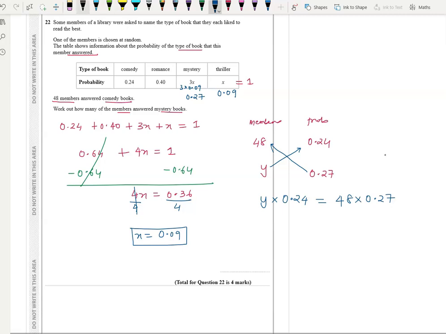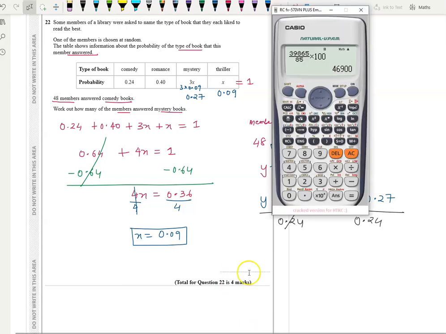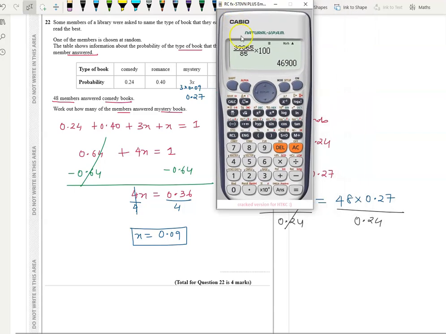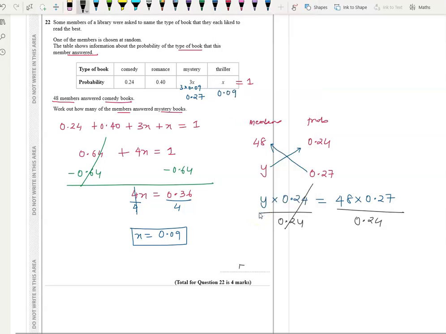Now to find the value of y, divide both sides by 0.24. So this will cancel out. Put this in your calculator. So you have 48 times 0.27 over 0.24. So that gives you 54. So your answer here is 54. Okay, that's it. Moving to the next question.